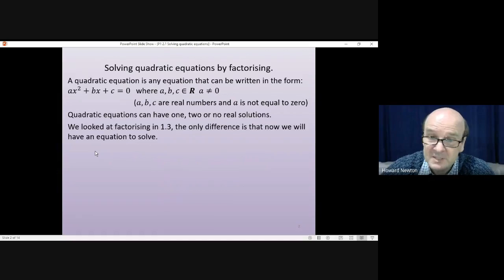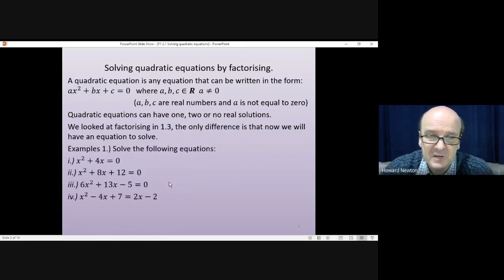We looked at factorizing in 1.3. The only difference is that now we will have an equation to solve. So 4 questions for you to have a go at. Pause the video and come back to me when you're ready.